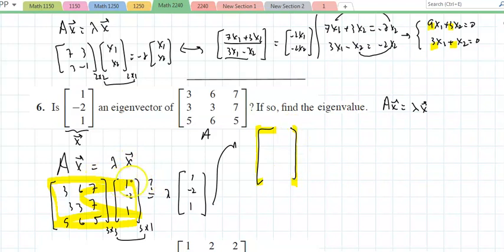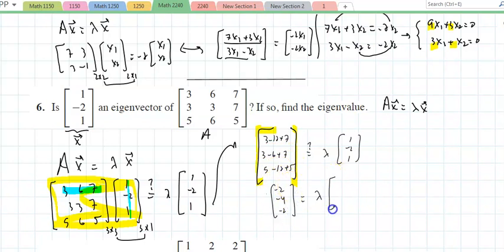And that's going to be the multiplication. Remember how that goes? Take this multiplied by this. 3 minus 12 plus 7. 3 minus 6 plus 7. And 5 minus 12 plus 5. So the left side, we're still checking if that equals lambda times 1, -2, 1. Isn't that 10? That's a -2. That is a 10, a -4, and a 10 minus 12, -2.